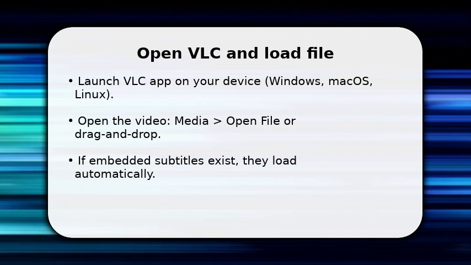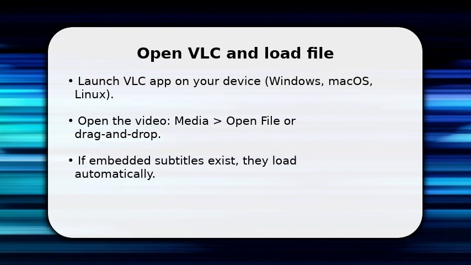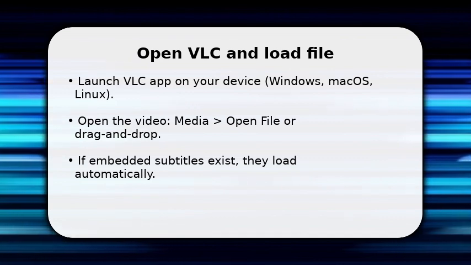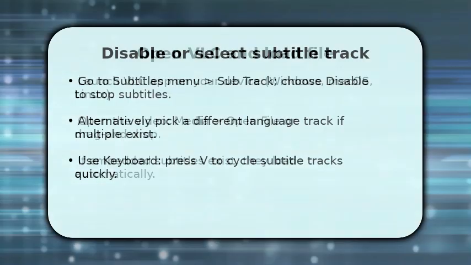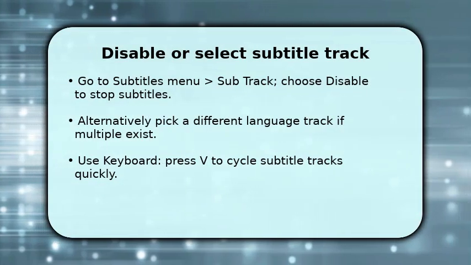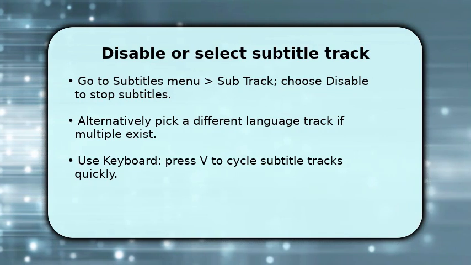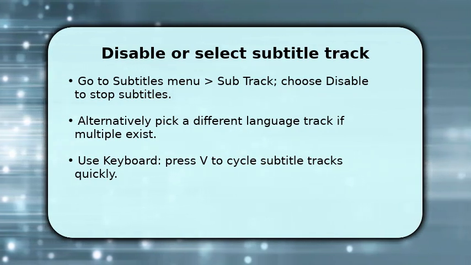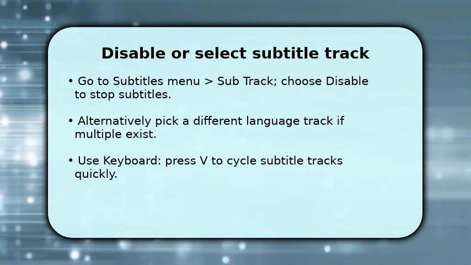This first step sets up direct access to subtitle controls so you can remove or switch tracks quickly. Now go to Subtitles, then Subtrack, and choose Disable to stop subtitles immediately. This removes both embedded and external tracks from the display. If the video contains multiple tracks, you can instead select the desired language. That's useful when you only need a different subtitle, not none.